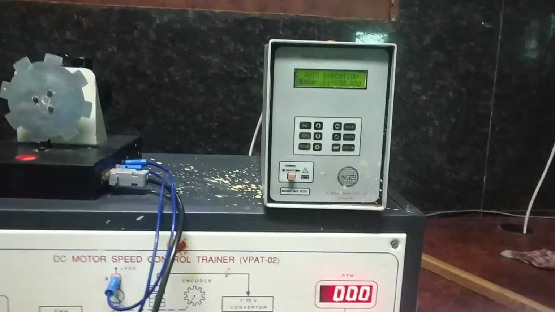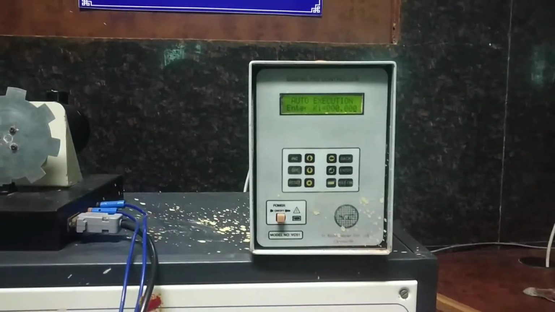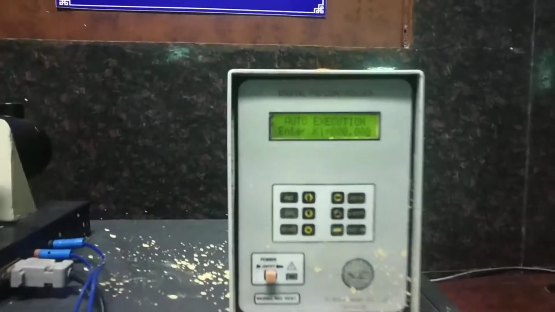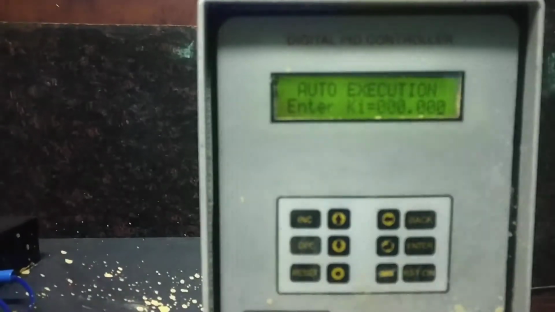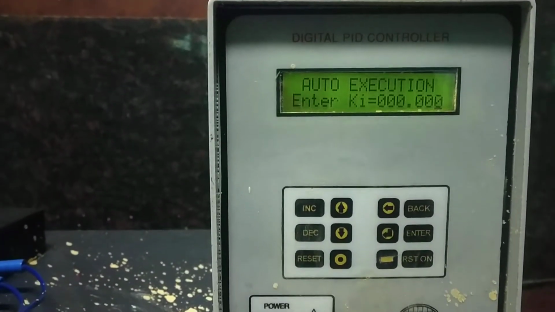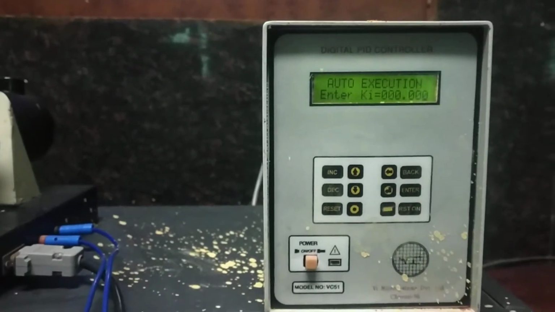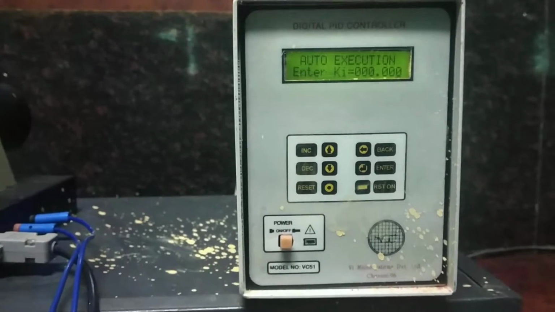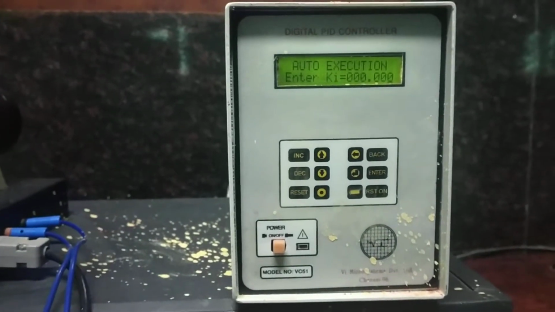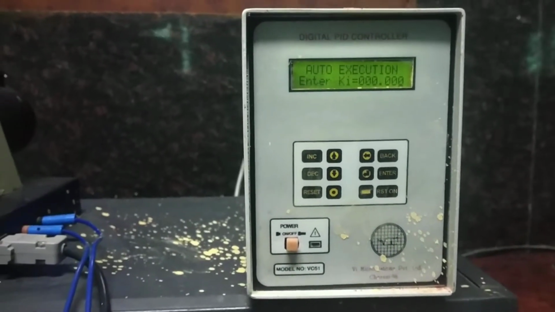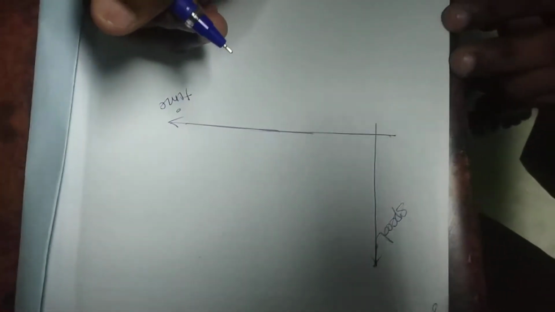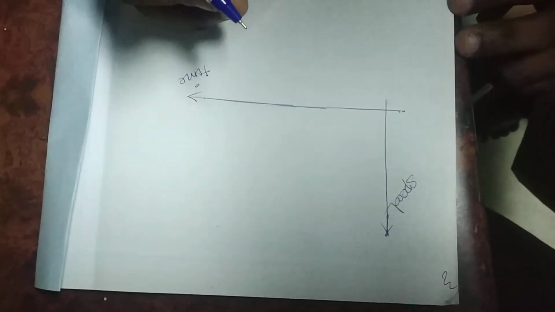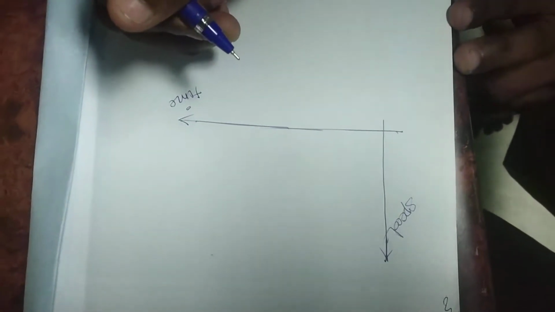Next one is Ki. Ki is nothing but the integral constant, or integral gain. This value can be taken as any value. Now I will explain the importance of the integral gain and the differentiative gain.